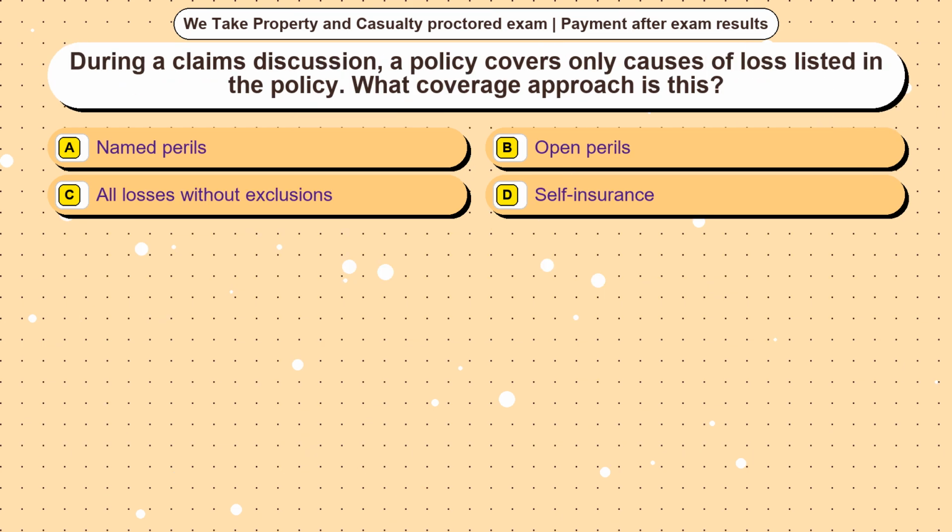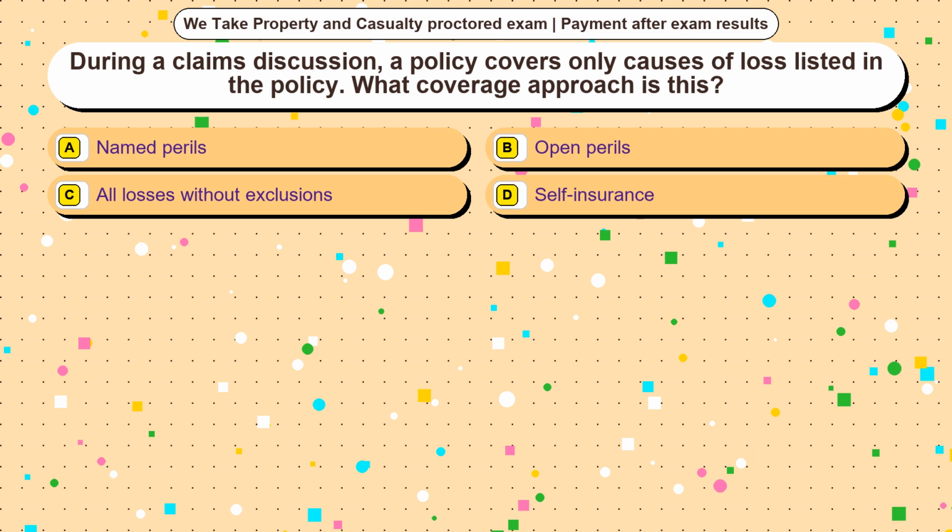Question 3. During a claims discussion, a policy covers only causes of loss listed in the policy. What coverage approach is this? Option A, named perils. Option B, open perils. Option C, all losses without exclusions. Option D, self-insurance. The correct answer is option.